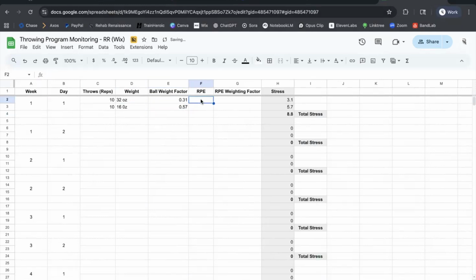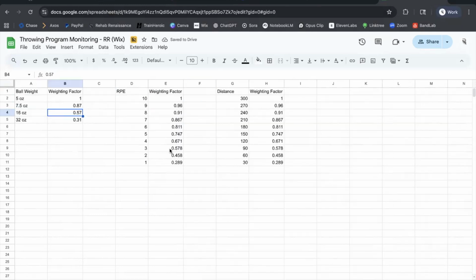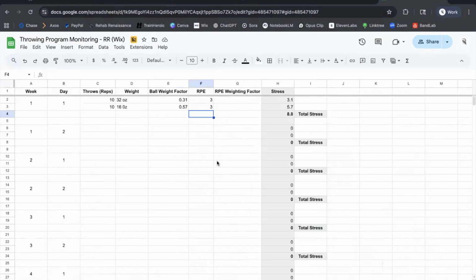And let's say we're starting at RPE of 3 here for both of these throws. So we can go back to the weighting factors, RPE 3. So put in a 0.578 there. And then you're going to see we're going to get a stress number for the 10 throws at 32 ounces and the 10 throws at 16 ounces. And then we're going to get a total stress number for that session there.